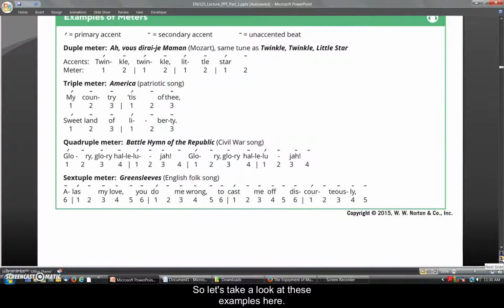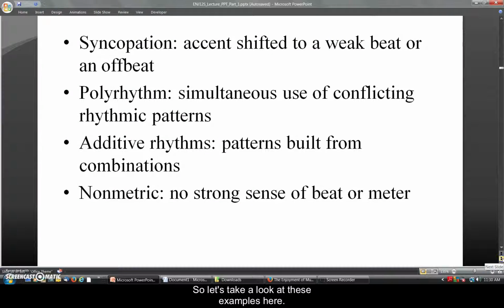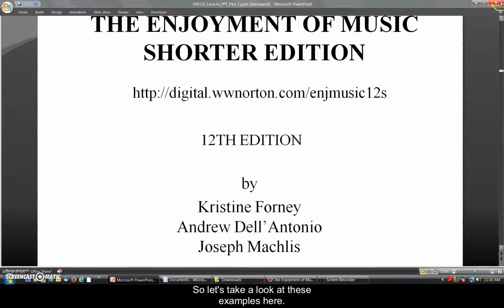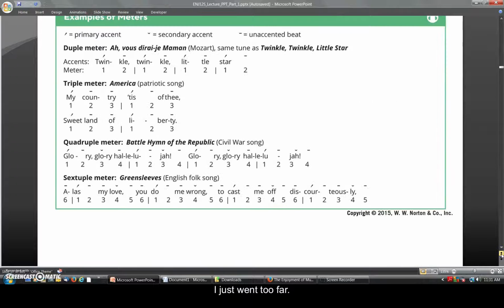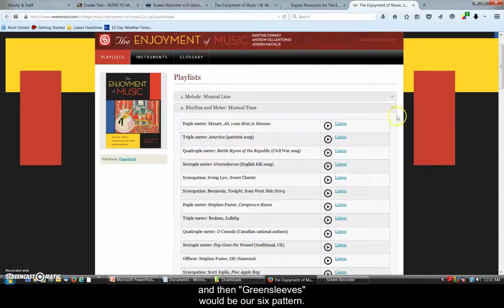So let's take a look at these examples here. I just went too far. This is what I wrote right here. We have our duple meter, which is Twinkle Twinkle Little Star. America is in a 3 pattern. Battle Hymn of the Republic is our 4 pattern, and then Green Sleeves would be our 6 pattern.